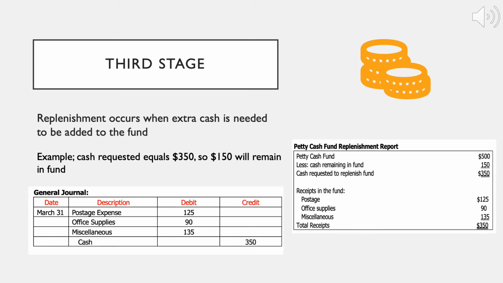The report shows the receipts in the fund, as well as the calculation of total receipts and petty cash. The journal entries show what accounts are debited and credited, as well as their value, once again balancing the accounting equation.